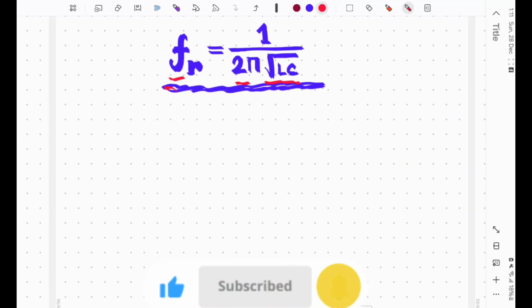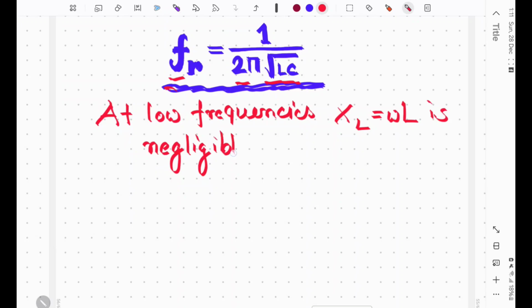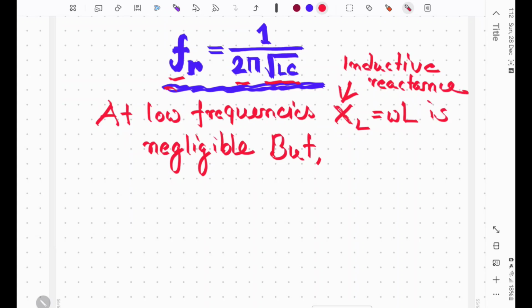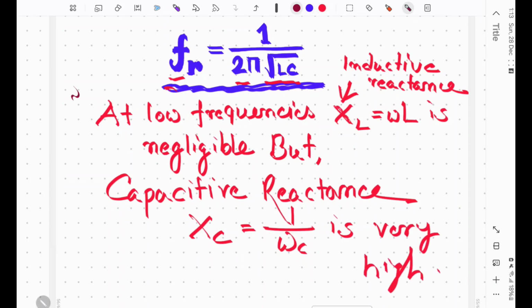We know that in case of a series circuit at low frequencies, XL, which is equal to omega L, the inductive reactance, is negligible, but the capacitive reactance XC, which is equal to 1 by omega C, is very high. So this is condition 1.